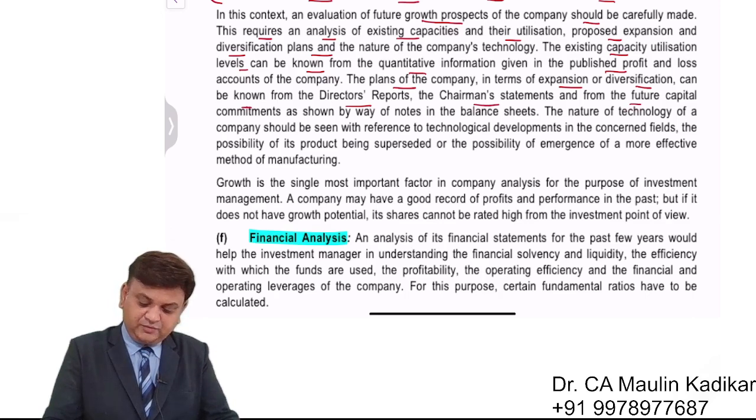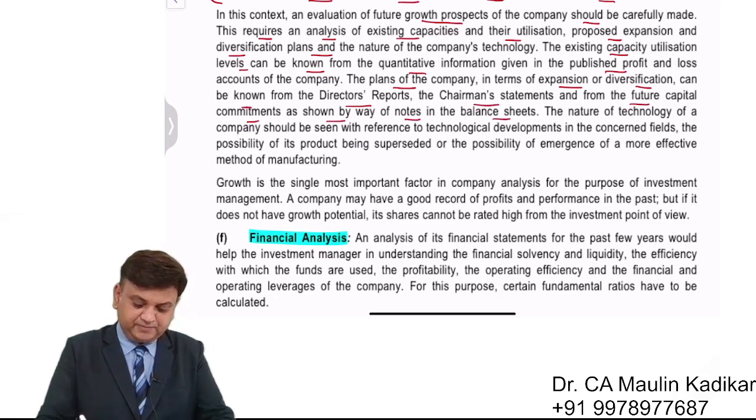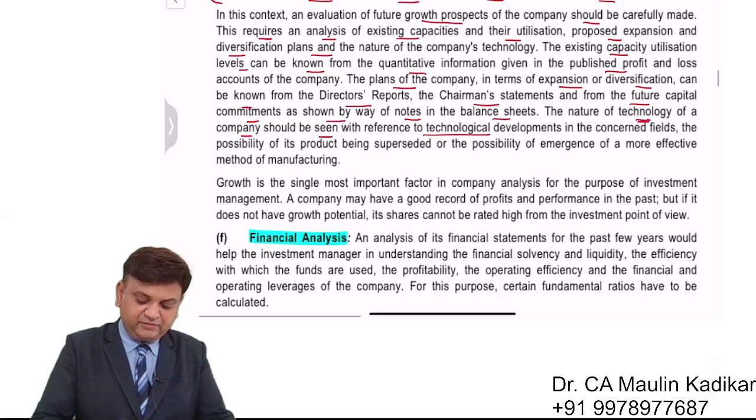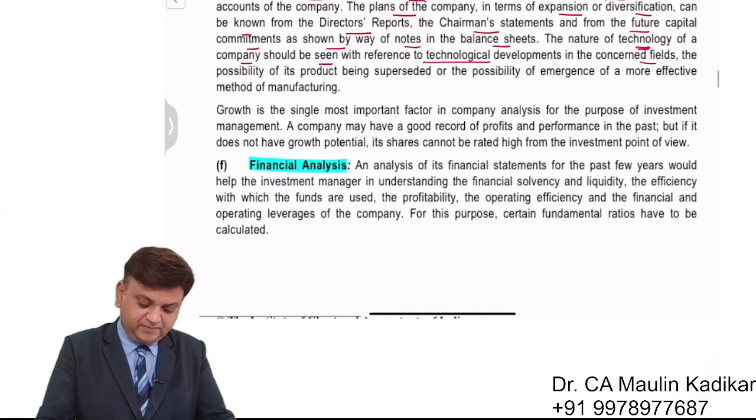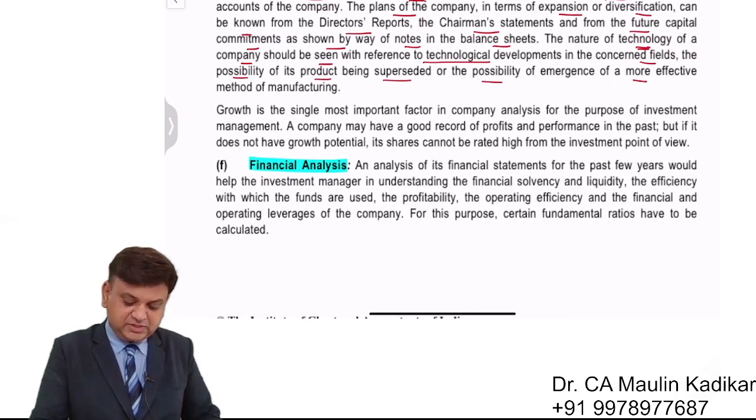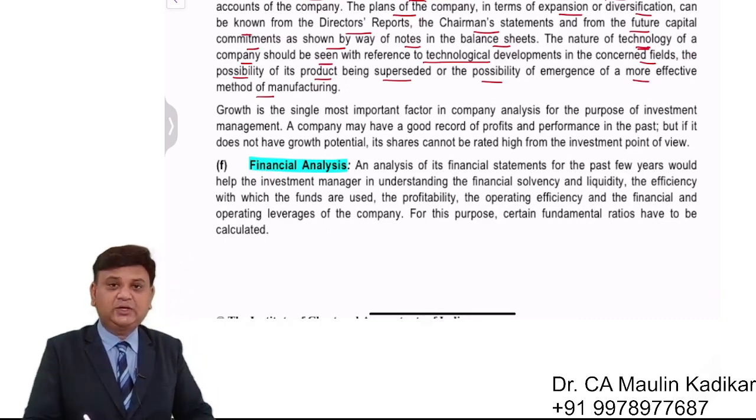Statement of the chairman, the future capital commitment as shown by way of the notes in the balance sheet. The nature of the technology of the company should be seen with reference to the technological developments in the concerned field. The possibility of the product being superseded, or the possibility of the emergence of a more effective method of manufacturing.